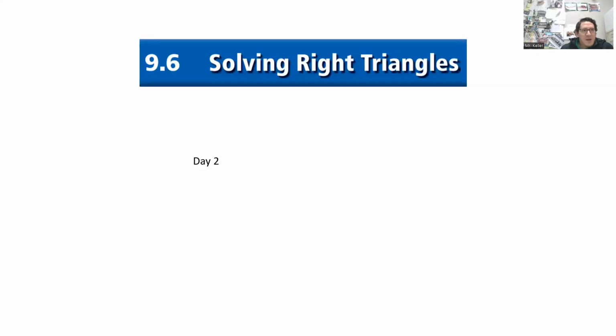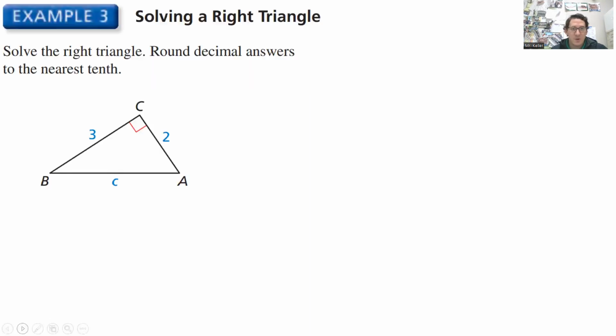IM2 classes. Today we're putting together all of our right triangle stuff. We're going to be solving right triangles. So we'll be using Pythagorean theorem, triangle sum theorem, and right triangle trigonometry, the SOHCAHTOA stuff. So let's get right into it. We are going to find all the missing pieces here.